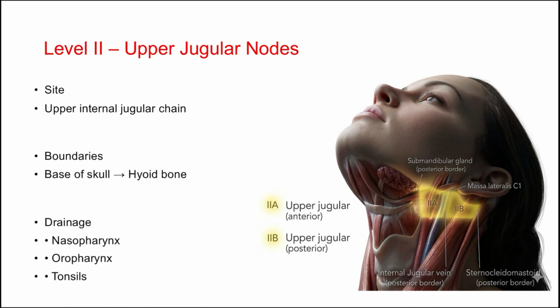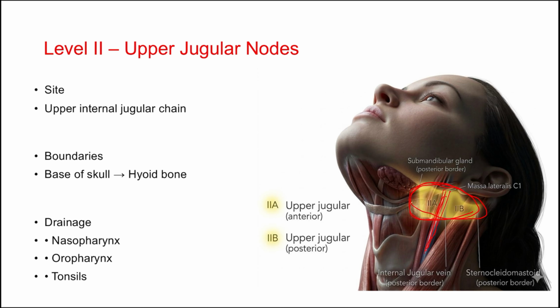Now, the level 2 lymph nodes are also known as the upper jugular lymph nodes. So they are lying in the upper part and around the internal jugular vein. So these lymph nodes will be known as level 2 lymph nodes. These lymph nodes are highlighted in yellow color, and they are lying, as I told you earlier, on the upper part of the internal jugular vein.